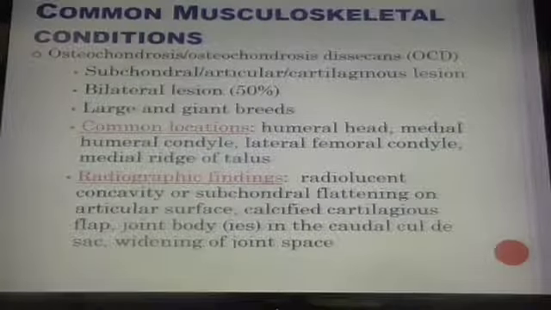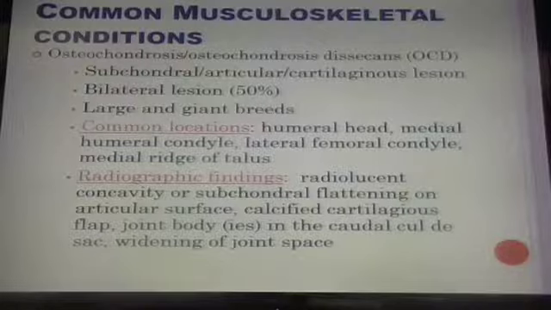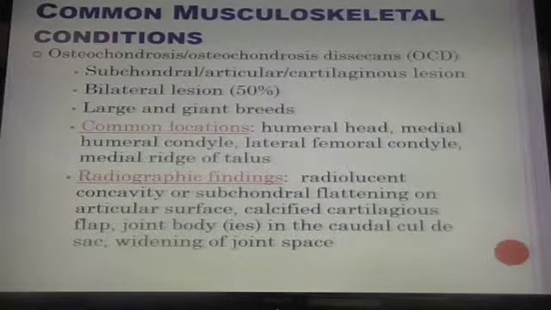Okay, let's talk about some common conditions in small animals. I just talked about osteochondrosis. 50% of them are bilateral, large and giant breeds. Common location, go straight to the shoulder joint, femoral head, and you see the same findings. If it is a cartilaginous lesion, you're going to see flattening, or there may be some irregularity along the surface. Everybody got that, right? Because the cartilage has not calcified.